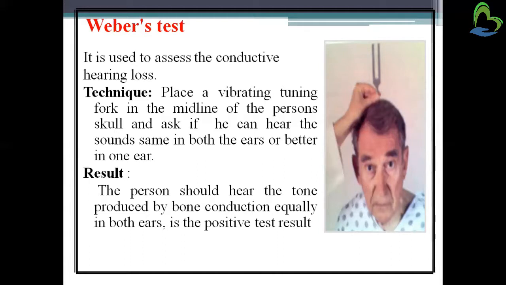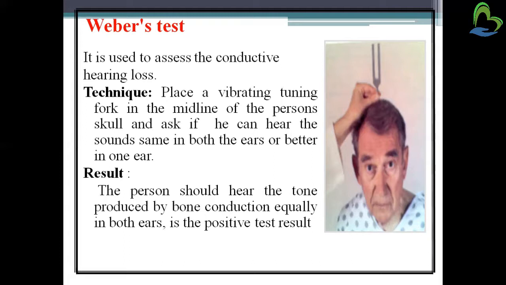Place a vibrating tuning fork in the midline of the person's skull and ask if he can hear the sound the same in both ears or better in one ear. Why are we putting this tuning fork in the midline of the person's skull? At that area there are sutures. All have studied anatomy and physiology. The skull has bones connected with suture lines, right? So we are putting the tuning fork on sutures, which can transmit the vibration to the ear.